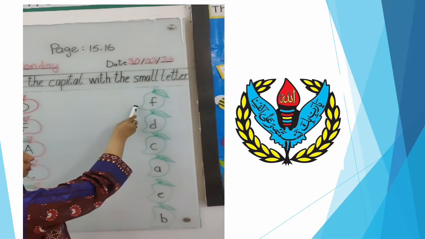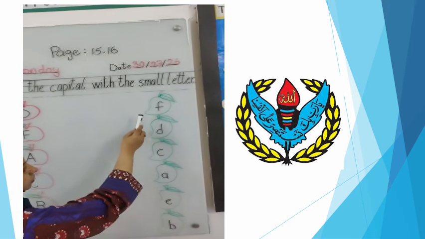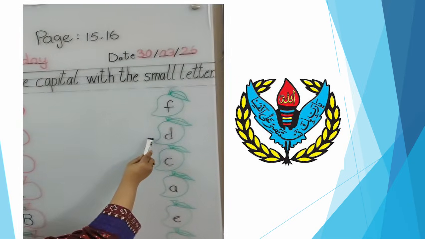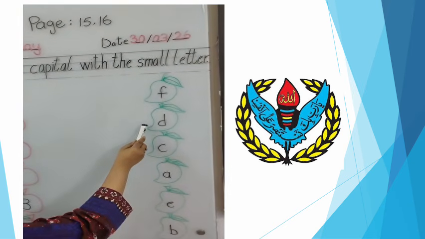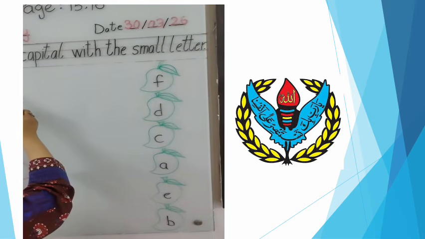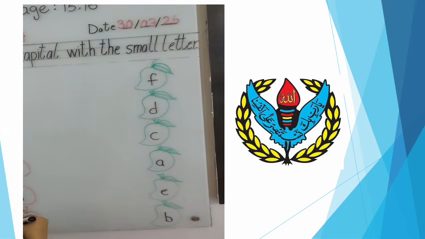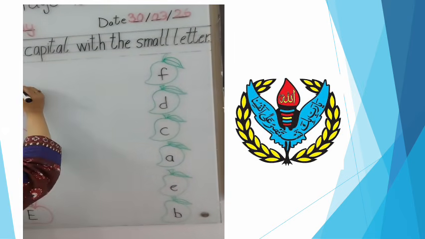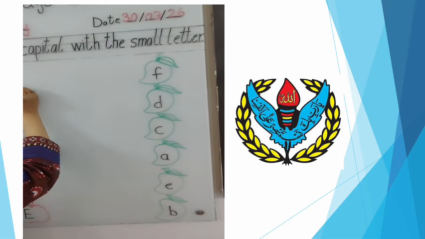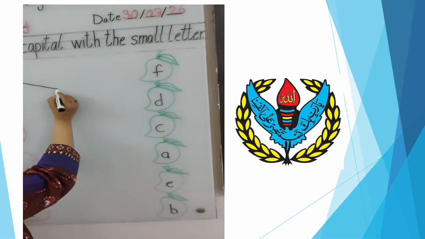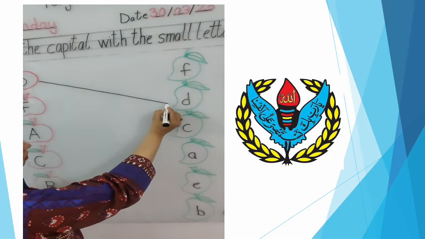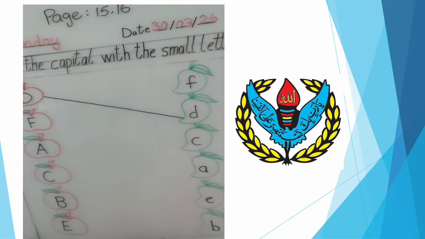Is this a small d? No. Is this a small d? Yes, this is small d. We have to match capital D with the small d with a straight line. Now draw a line starting from the capital D and match it with the small d like this.